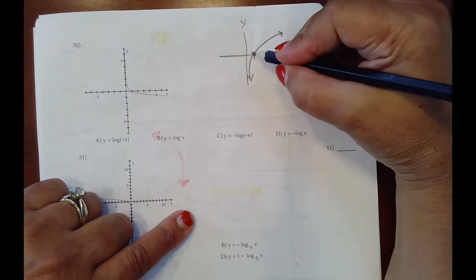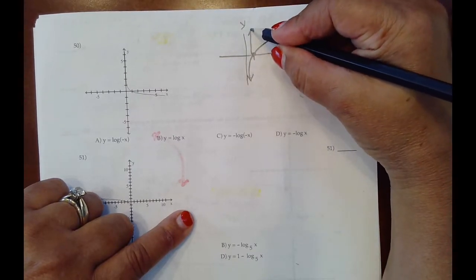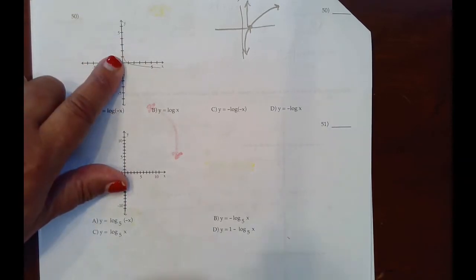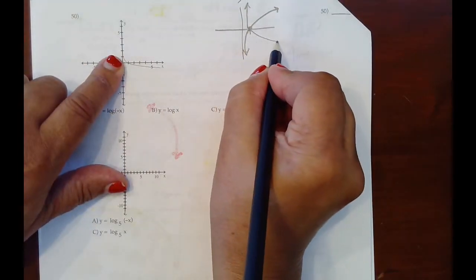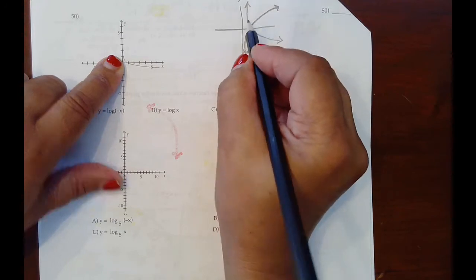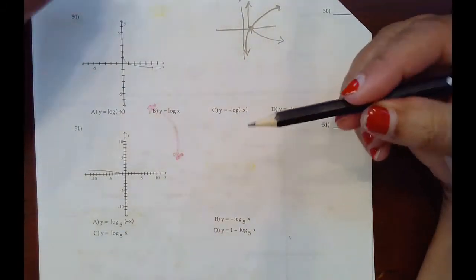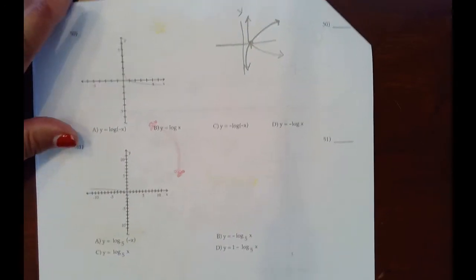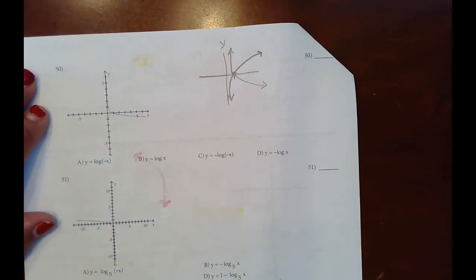This tail right here would go up. Okay, so you want to look for a graph that looks like this, and you know the rest of it would be like this. You would be just taking this and spinning it across the x-axis. That is what's happening here. Now, what causes that to happen?